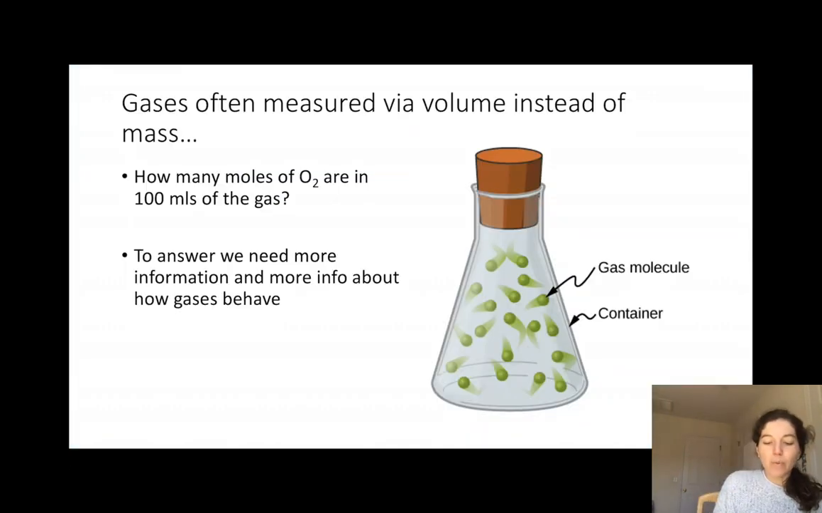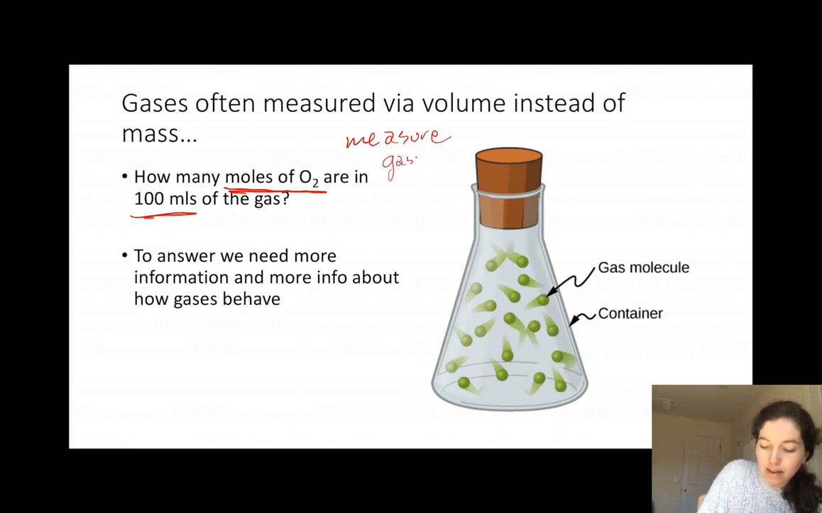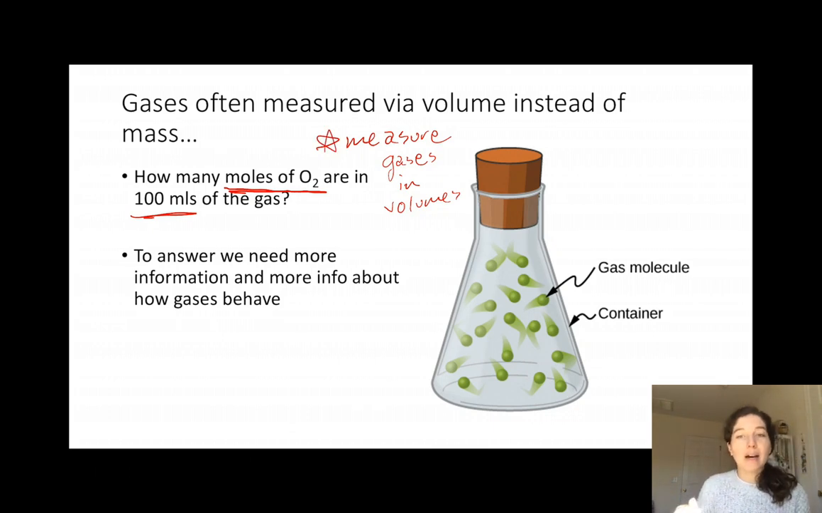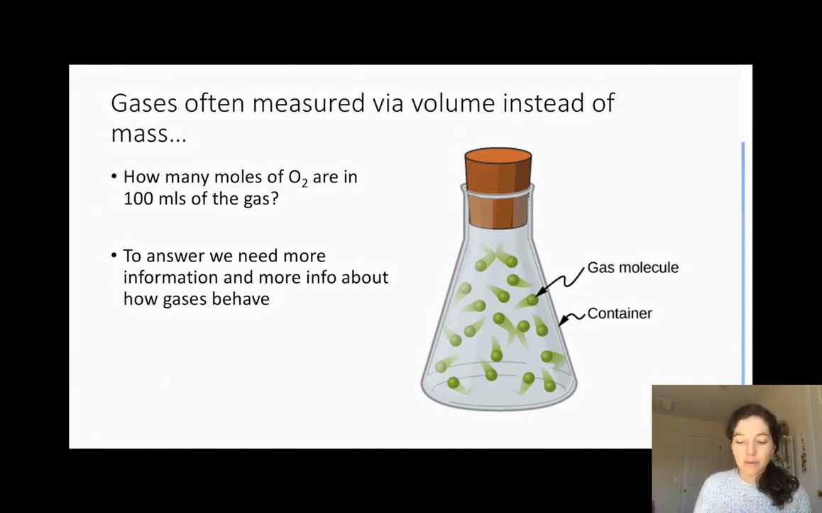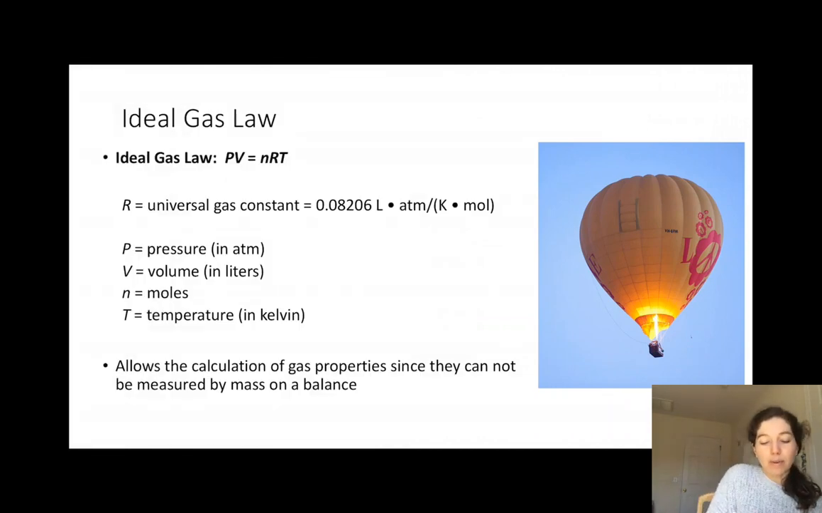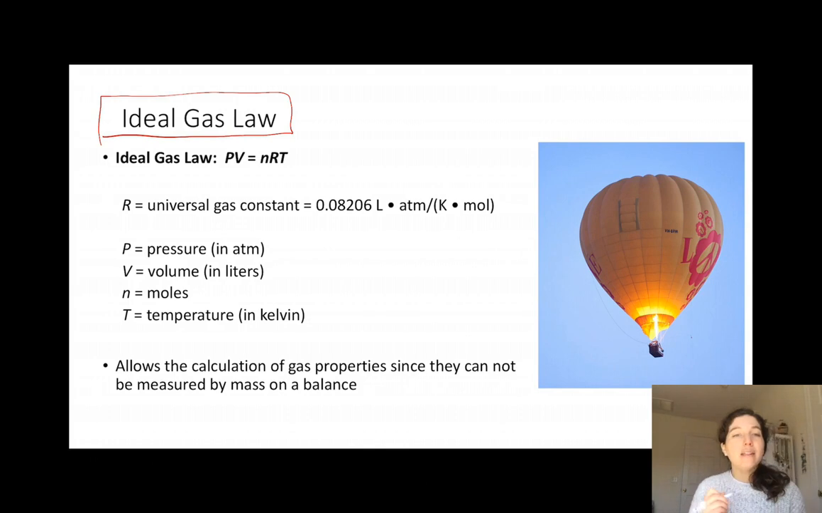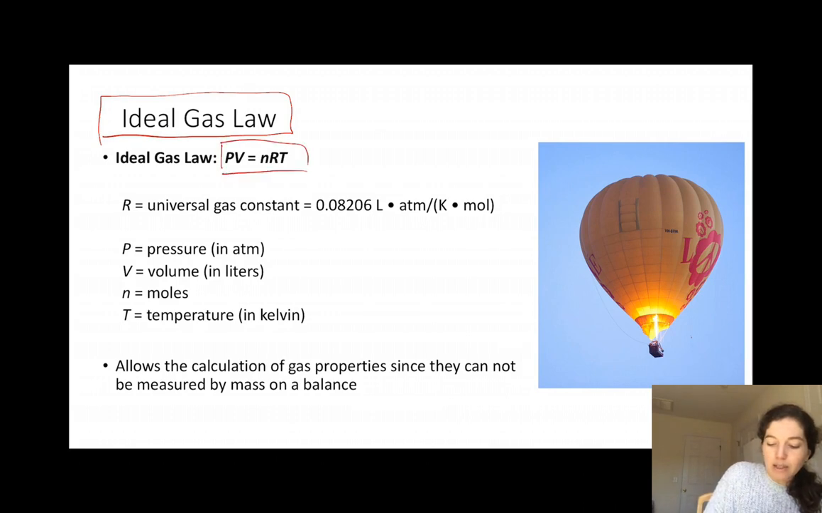All right. So if you want to know how many moles of oxygen are in a specific volume, because this is how we measure gases, we measure gases in volumes, we're going to need some more information. So we're going to learn about how gases behave and how we can relate these behaviors. In order to do this, we use something called the ideal gas law. So the ideal gas law relates the pressure, the volume, the number of moles, and the temperature all together of a gas. So inside this equation, PV equals nRT.